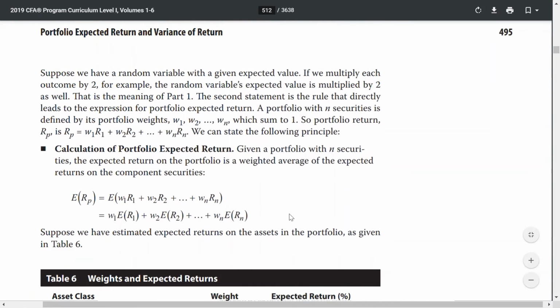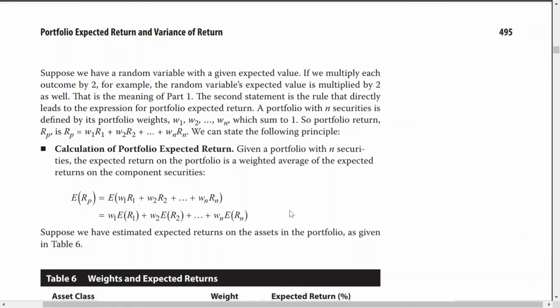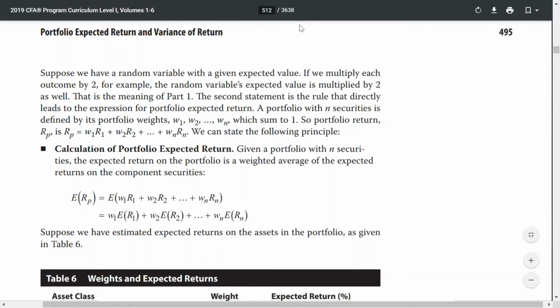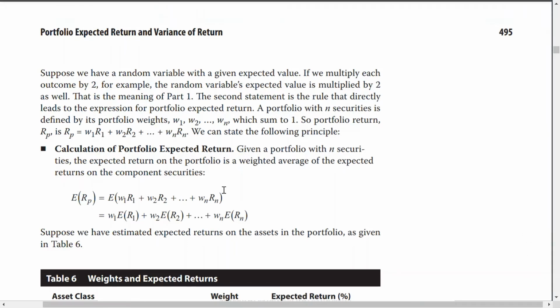Suppose we have a random variable with a given expected value. If we multiply each outcome by 2, for example, the random variable's expected value is multiplied by 2 as well. This is the meaning of part 1. The second statement is the rule that directly leads to the expression of portfolio expected returns. A portfolio with n securities is defined by its portfolio weights, W1, W2, all the way to Wn, which sum to 1. So the portfolio return Rp equals W1R1 plus W2R2 plus all the way to WnRn. The weights and the returns.